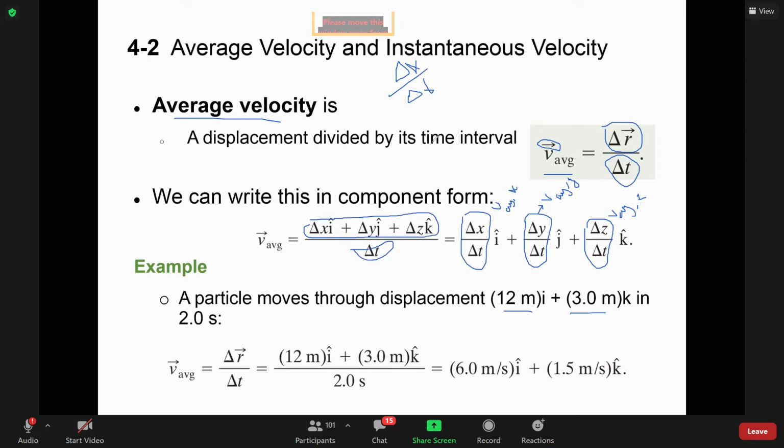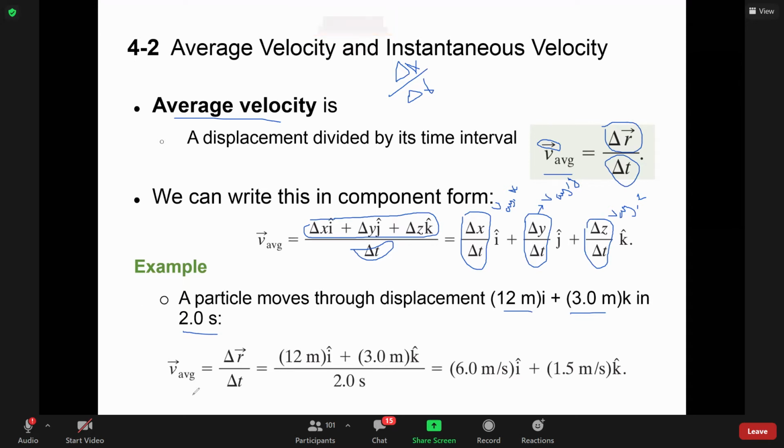Okay, we'll go back to the example. A particle moves through the displacement, 12 meter i hat and 3 meters k hat in 2 seconds. What is 2 seconds? It's the time required for the particle to move from an initial position to final position. He did not tell you the initial and final positions. He only gave you information about the total displacement, which is 12 meters i hat and 3 meters k hat. I don't need an initial or final position in this case because I have what I need.